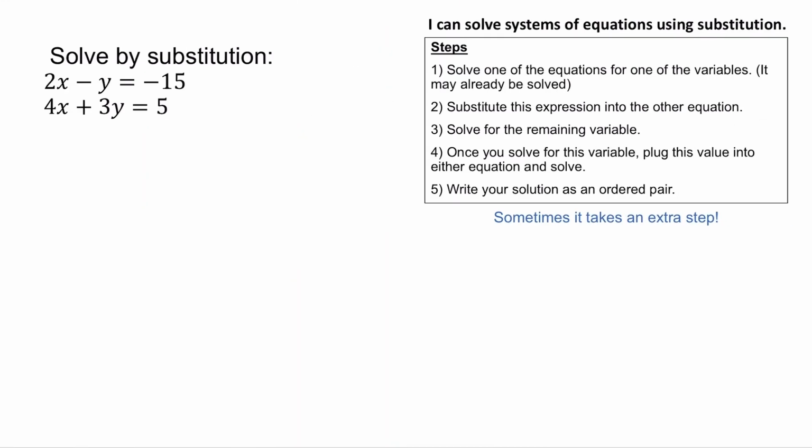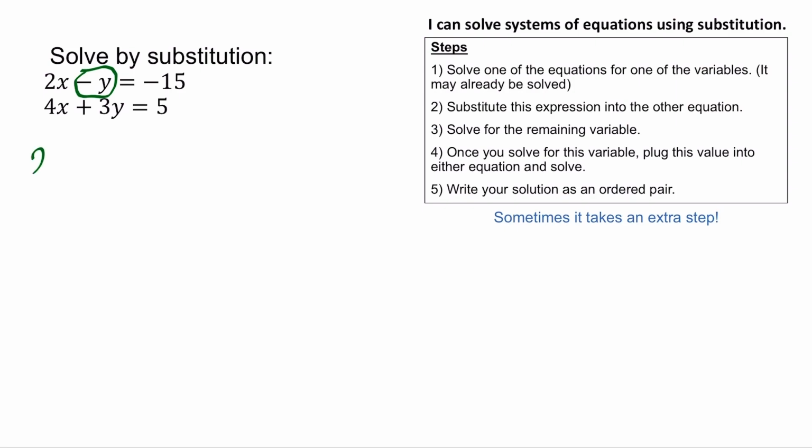So let's try now solving this system by substitution. We have 2x minus y equals negative 15 and 4x plus 3y equals 5. So you can see here that one equation is not already solved for one of the variables. So sometimes we have to do a little bit of extra work and go ahead and solve the equation ourselves. So you're going to pick the equation where one of the coefficients is 1. So you see, here I have a y that's almost by itself, but I just have to do a little bit of rearranging to get it by itself.